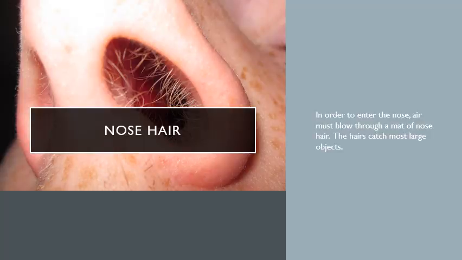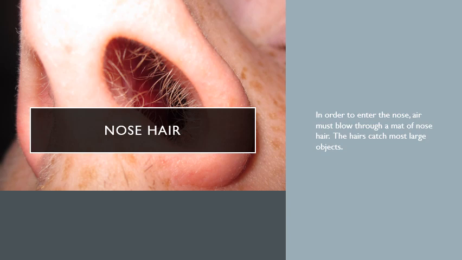Literally, I mean, you guys have nose hairs, right? You look at yourself in your mirror, you see all these nose hairs dangling down, you're like, really? In order to get into your lungs, air has to pass through those. They're acting like a filter. They're acting like a net. So they catch objects. They catch bugs. They catch mites. They catch pollen. All of these things are filtered out first by your nose hairs.